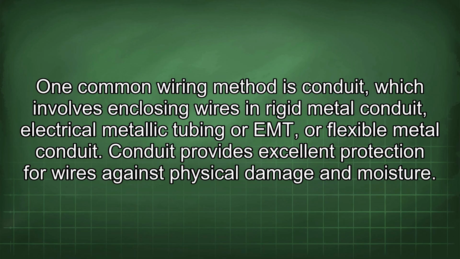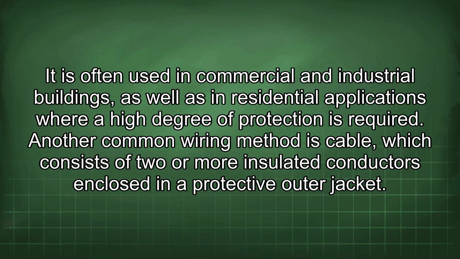One common wiring method is conduit, which involves enclosing wires in rigid metal conduit, electrical metallic tubing or EMT, or flexible metal conduit. Conduit provides excellent protection for wires against physical damage and moisture. It is often used in commercial and industrial buildings, as well as in residential applications where a high degree of protection is required.